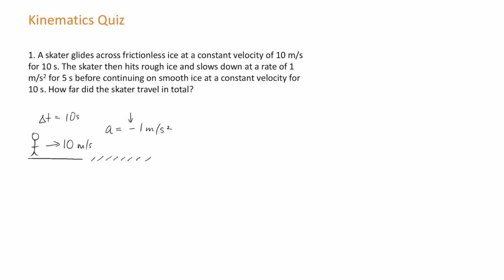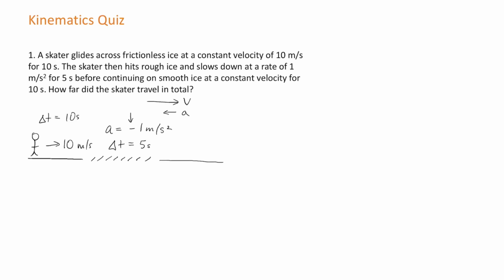If you're confused where the negative came from, let's look at the velocity and acceleration vectors. The velocity vector is pointed to the right, and if the object is slowing down, then the acceleration vector has to be in the opposite direction, so it would be pointed to the left, and that means the acceleration would be negative. And so the skater slows down at this rate for 5 seconds.